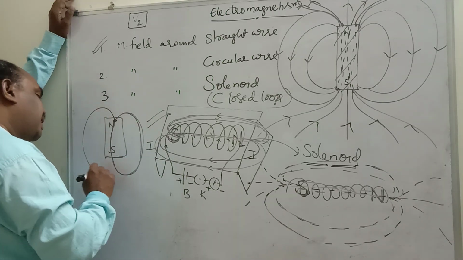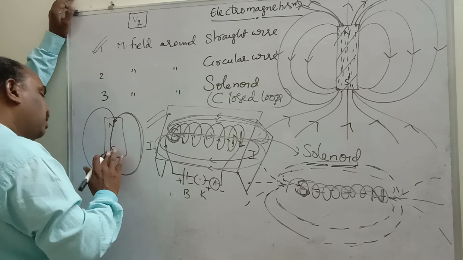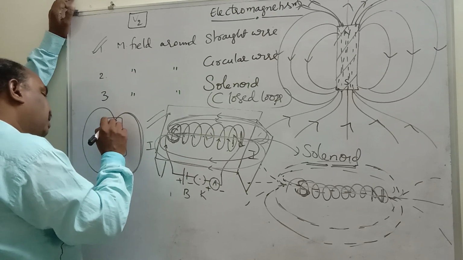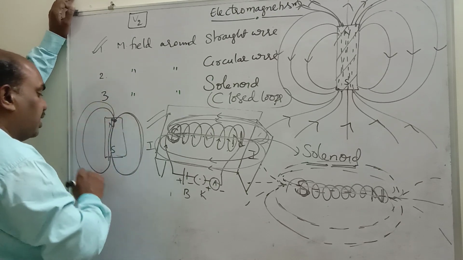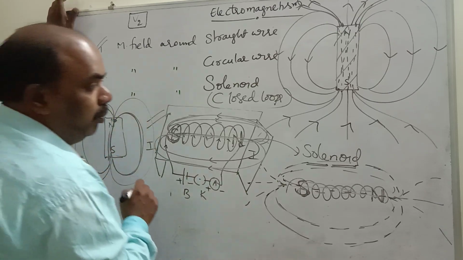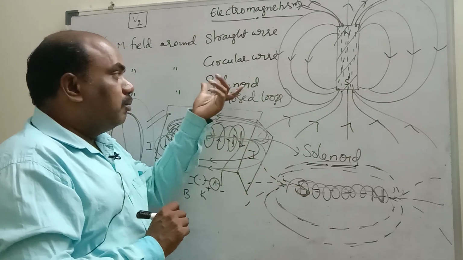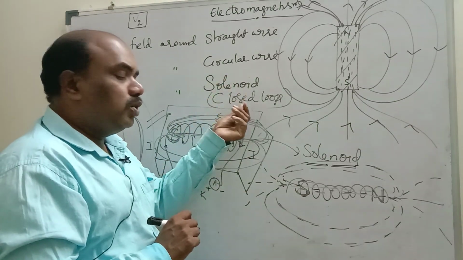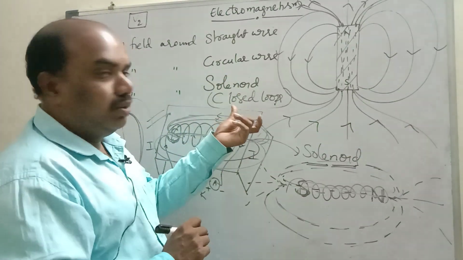If it starts from here, again it must close here. That means these are magnetic lines. Starting point and ending point must be the same. Then we call it a loop. What is the purpose of a solenoid? To prove that magnetic lines are closed loops.